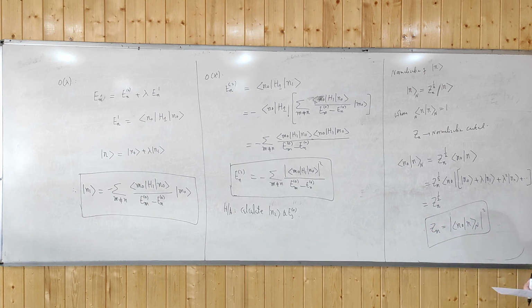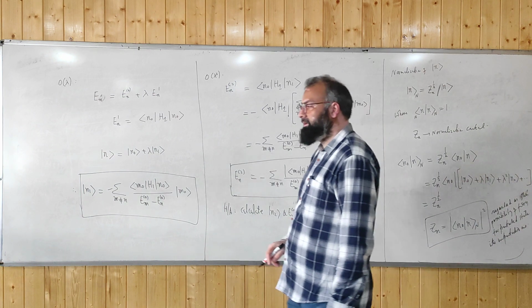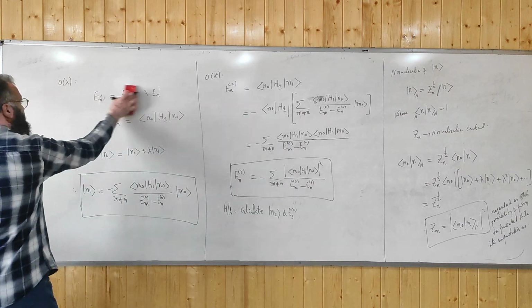Let me write this thing. It can be regarded as the probability, or the possibility, of finding the perturbed state in the unperturbed ones. Clear? Now let's calculate this Zn.